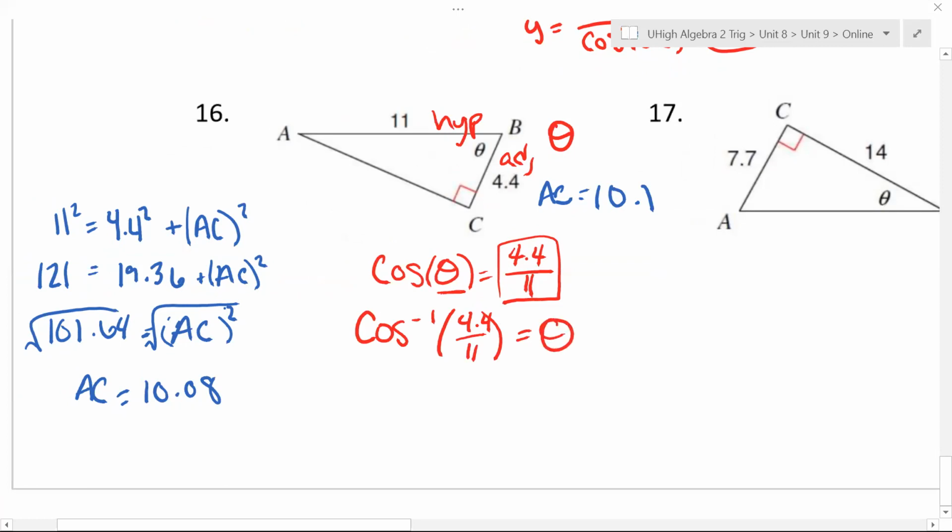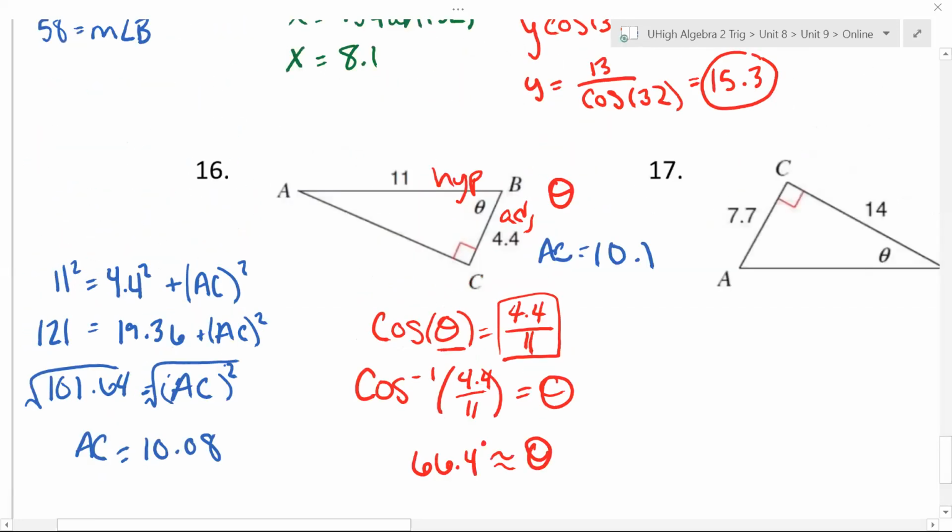When you're looking at your calculator, this cosine to the negative first, or inverse cosine, should be right above your button that says cosine. You should be able to hit second, cosine, and it will give you this. When you do that, you should get that 66.4 degrees is approximately your theta value. So I'm going to write that up top, 66.4.